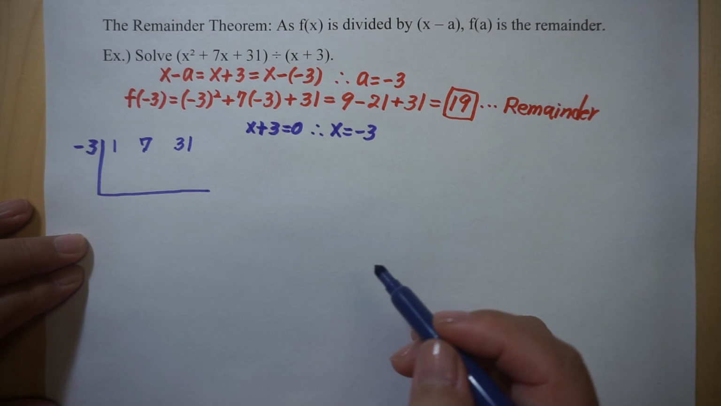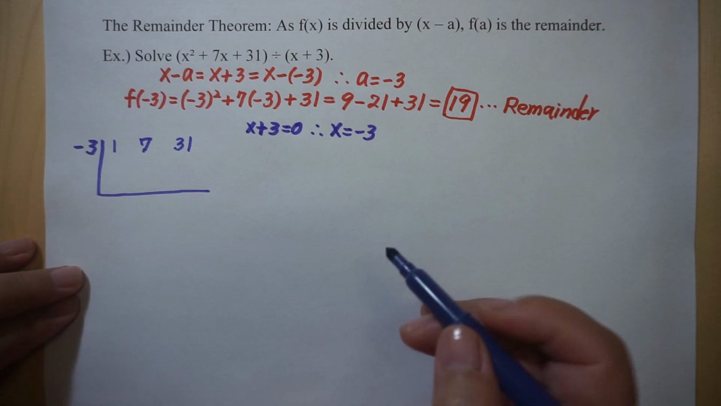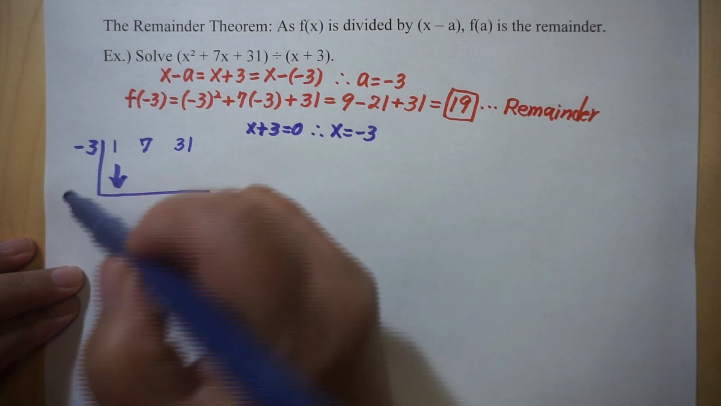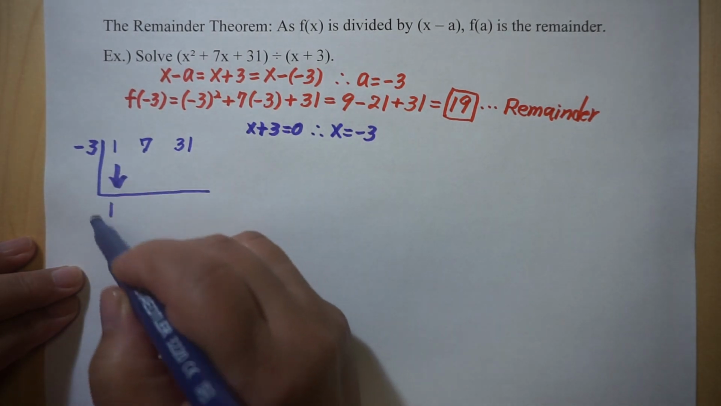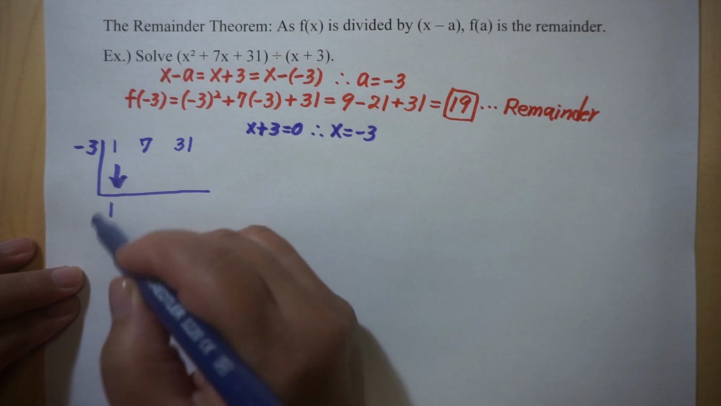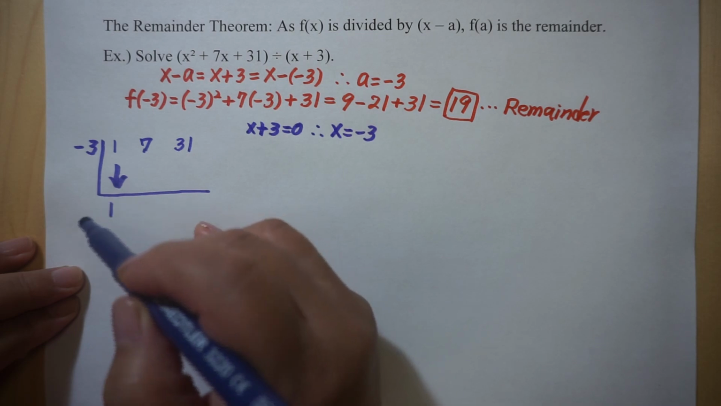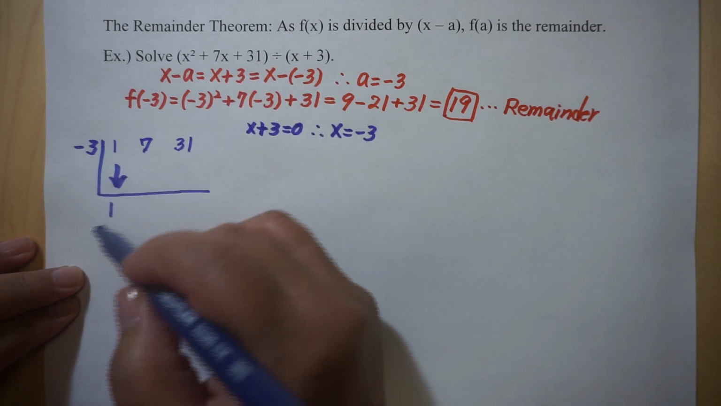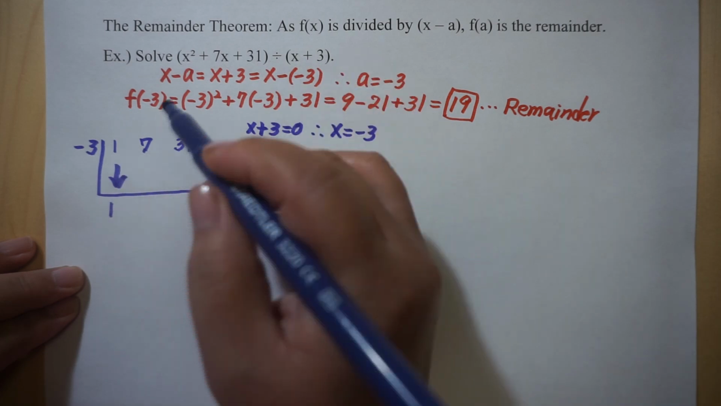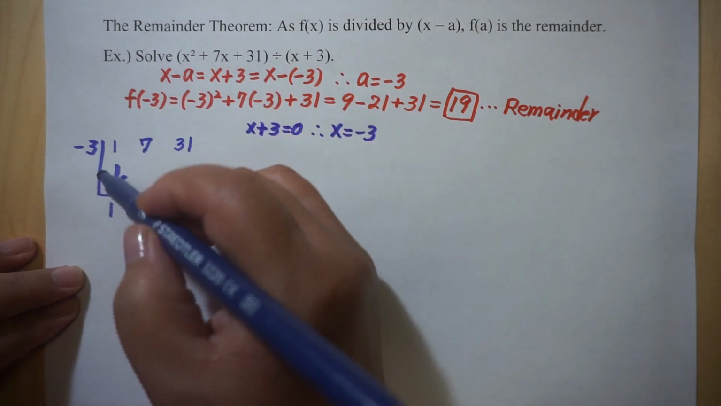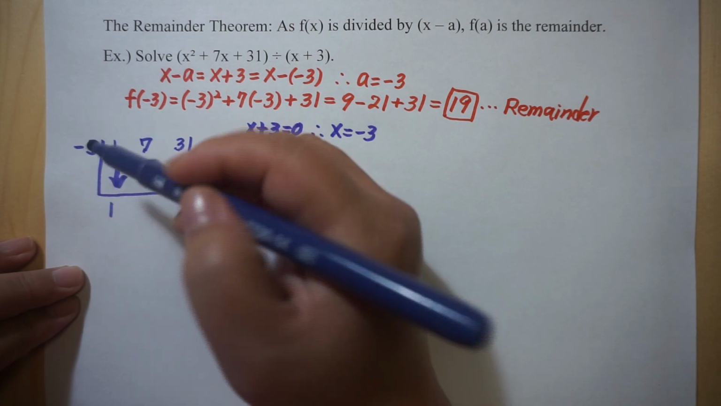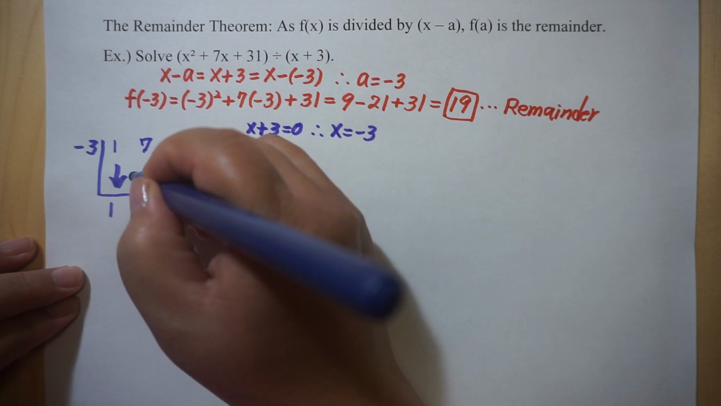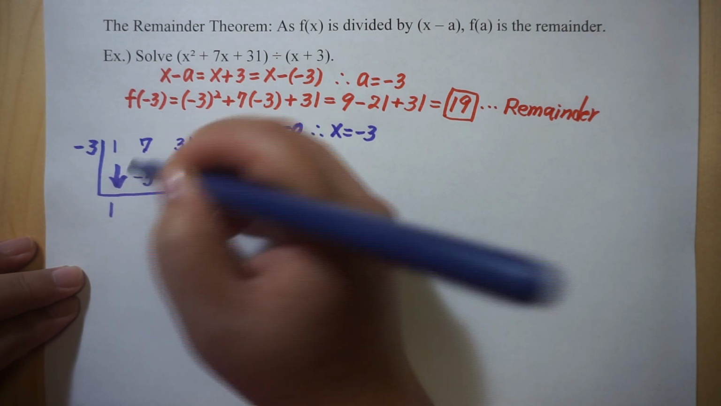And next step, we always have to bring down the first number here. And this time it's 1. But it depends on the problem. This number is going to be different. Always the first number is going to be different, it depends on the problem. Okay, so next we're going to multiply negative 3 and 1. Negative 3 times 1 is negative 3. So we're going to put it here.